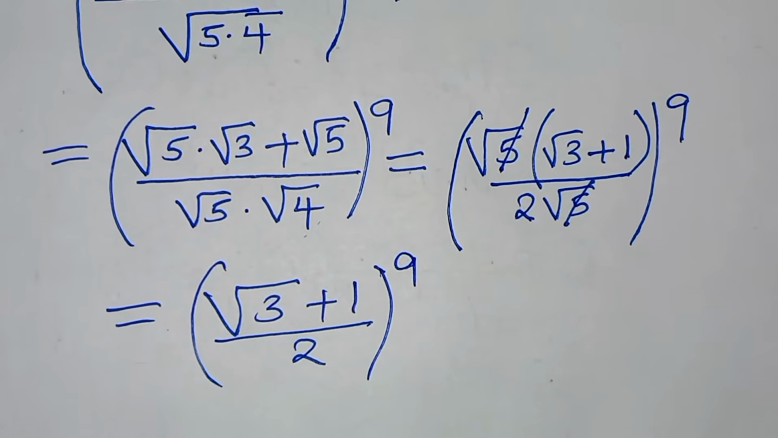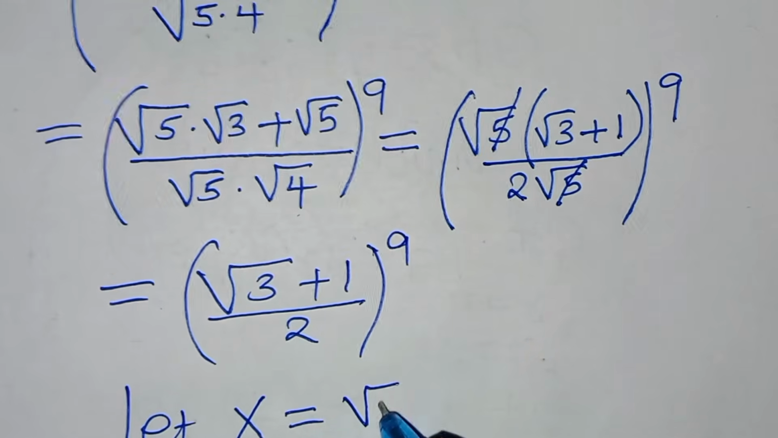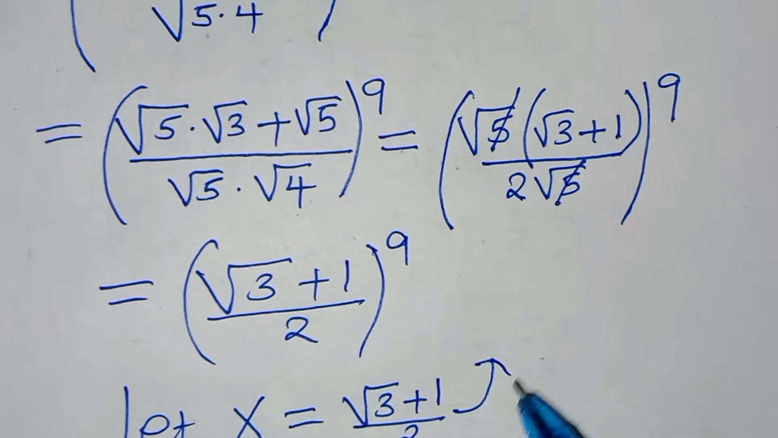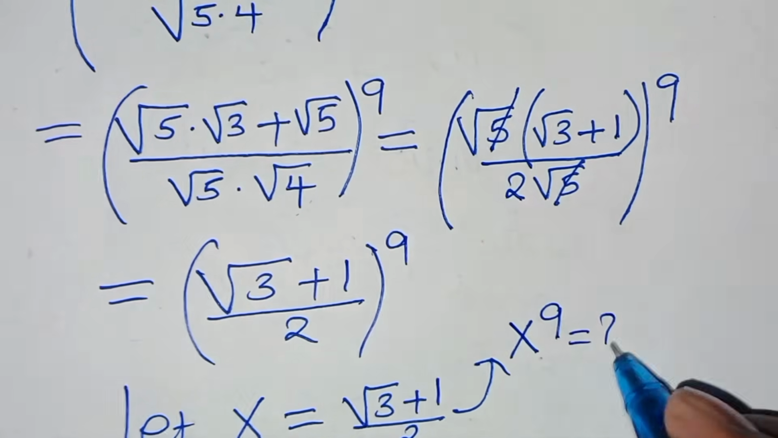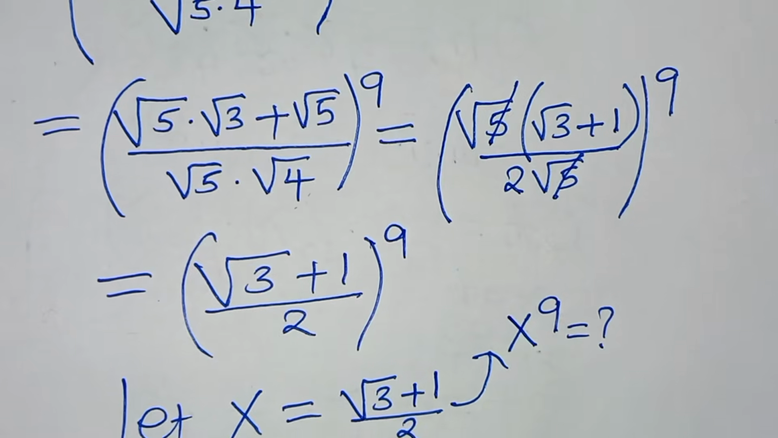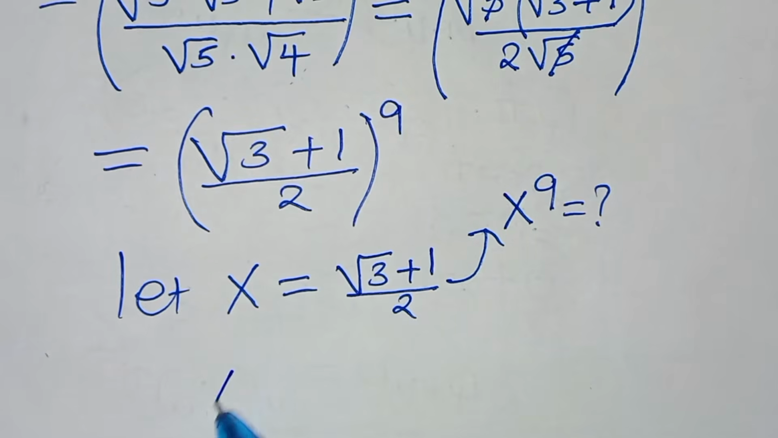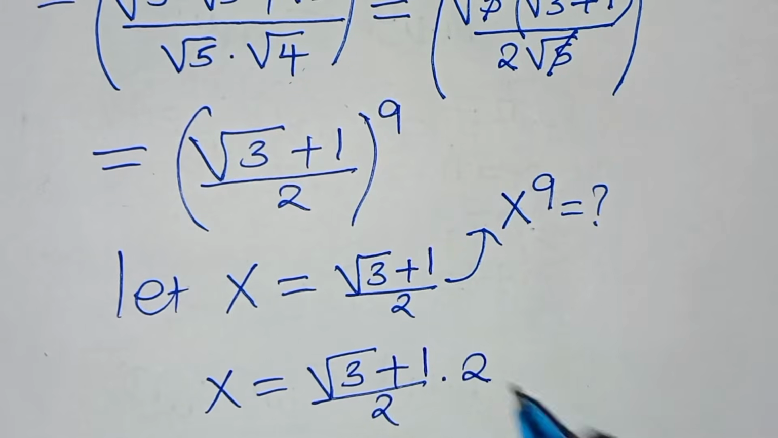Now, the next step from here, we can just say let x be given as square root of 3 plus 1 over 2. So essentially here, this denotes that this is the same thing as x to power 9. So what is x to power 9? So let's proceed from here. So we have this x is equal to square root of 3 plus 1 over 2. So let's multiply both sides by 2.